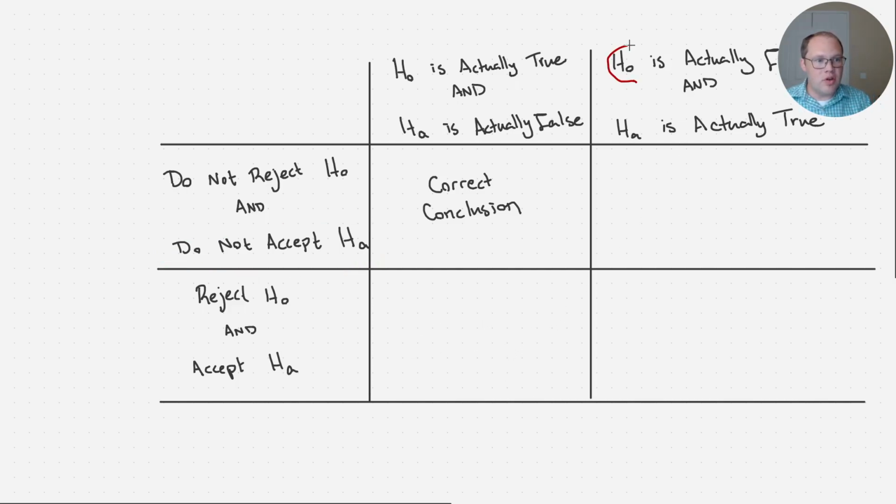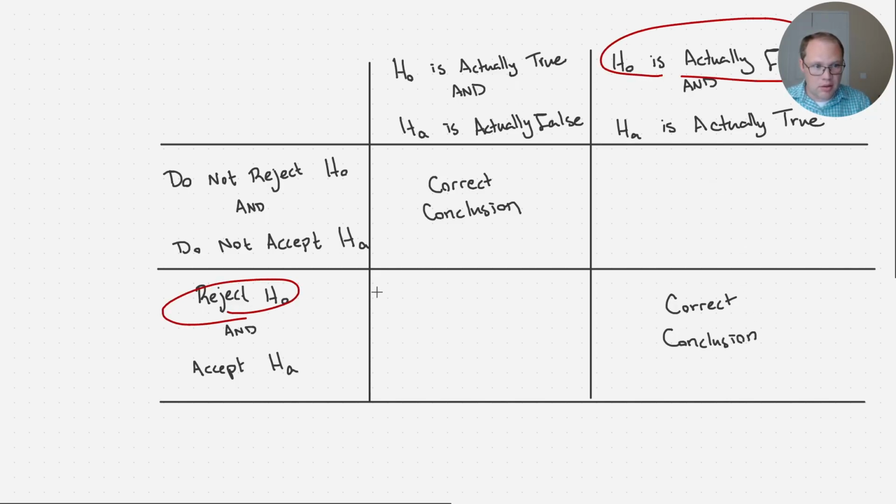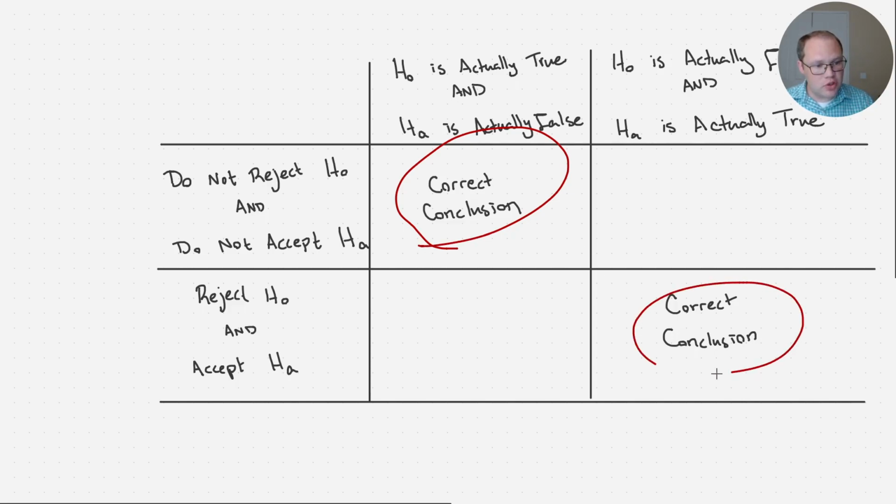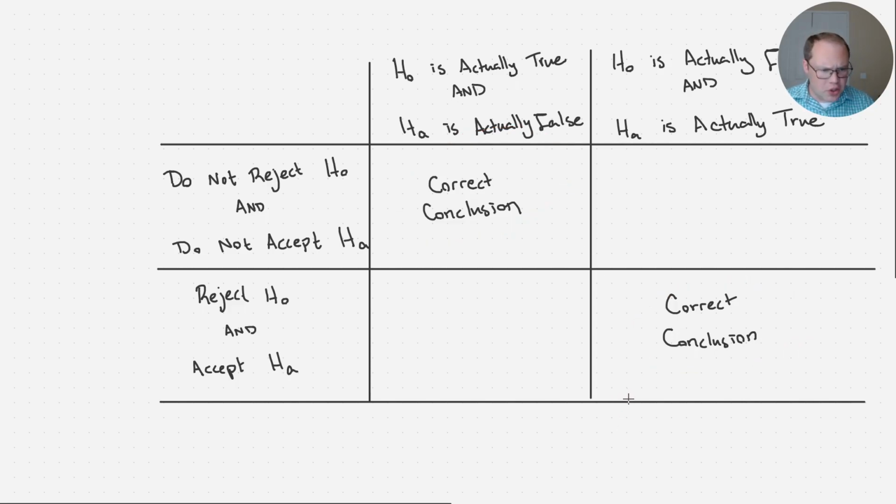Similarly, if the null hypothesis is actually false and the alternative is actually true, then we want to reject the null, and we want to accept the alternative. So in this case, if the null is actually false and we reject it, and the alternative is actually true and we accept it, in this case we would come to the correct conclusion again, right? And most of the time this is what happens. Most of the time we do reach the correct conclusion because we're good statisticians and we've done our due diligence and gotten a good sample and done the math correctly, okay?